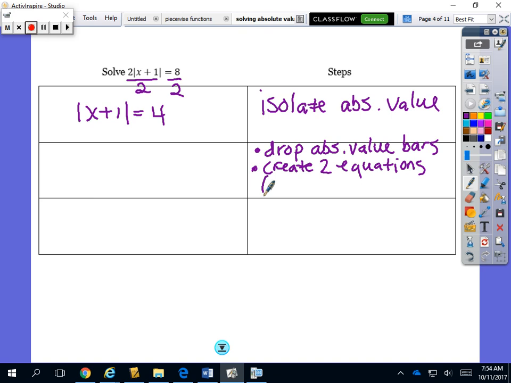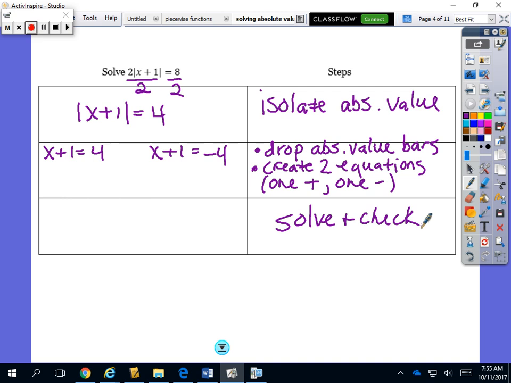One positive and one negative. Now, these steps you are free to write in your own words, however it makes sense to you. I'm just giving you ideas of what to write. You don't have to write exactly what I wrote. Write what you know you will remember. So now I'm going to make my two equations. So I have x plus 1 equals 4 and x plus 1 equals negative 4. I've got those two equations, and the last thing you're going to do is solve and check.